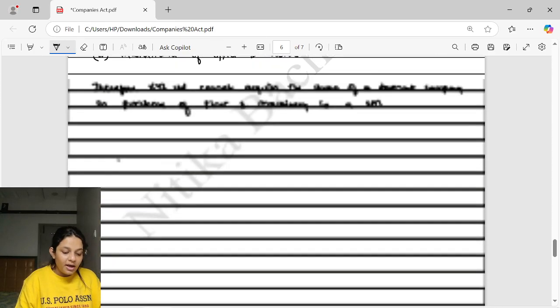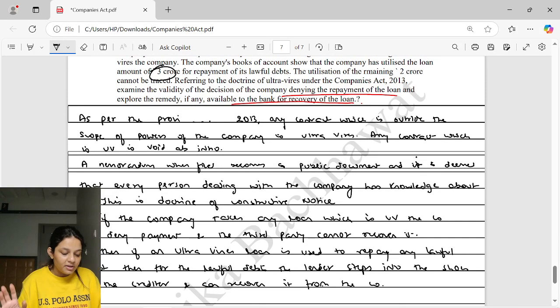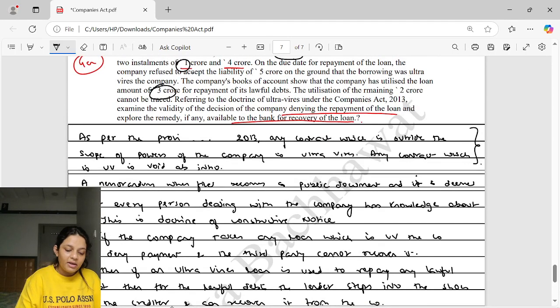No, no, no, Harsha. I wrote doctrine of ultra vires first. The main focus is ultra vires. Harsha, the main provision is ultra vires only. I've just added doctrine of constructive notice because the company cannot recover, but the main provision is ultra vires here.